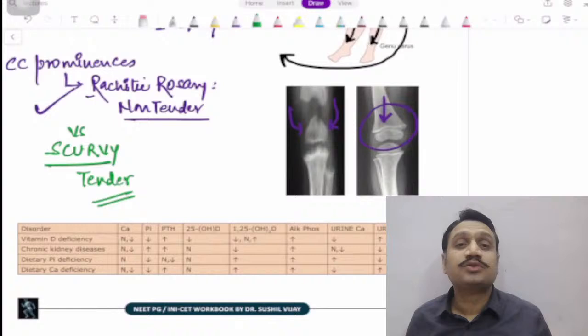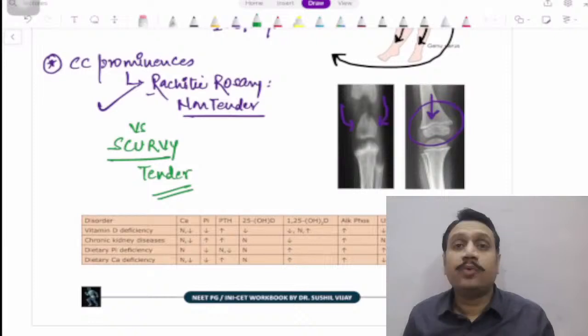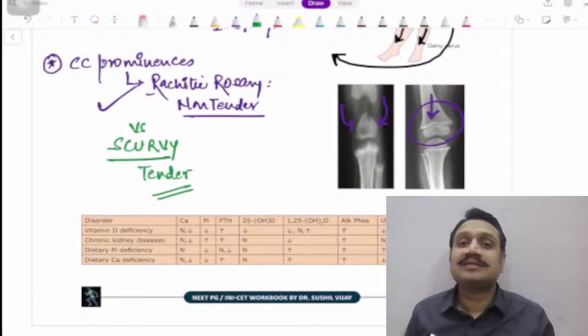So in scurvy, what is the similarity? The white line. But in rickets, the white line came when you started the treatment plan. In scurvy, the white line is a part of the disease itself, and that white line is called the white line of Frankel. In rickets, it is the white line of healing. In scurvy, it is the white line of Frankel. The difference is tender and non-tender costochondral prominences. All right, I hope it is fine with everyone.